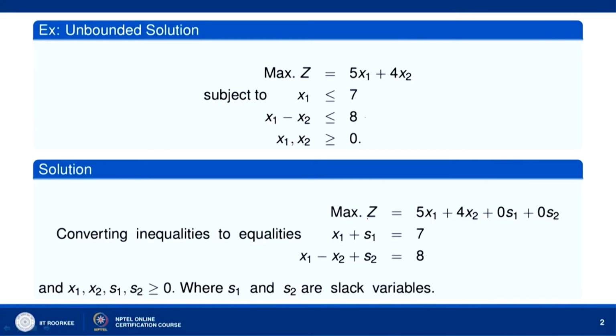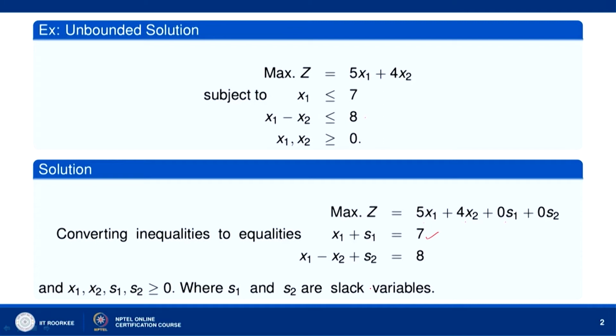So, we will convert it into the standard form. Maximum of z equal to 5 x 1 plus 4 x 2 plus 0 s 1 plus 0 s 2. S 1 s 2 are two slack variables which are being used to convert the constraints into equations. So, x 1 plus s 1 equal to 7, x 1 minus x 2 plus s 2 equal to 8. x 1 x 2 s 1 s 2 are all non-negative, s 1 s 2 are two slack variables.